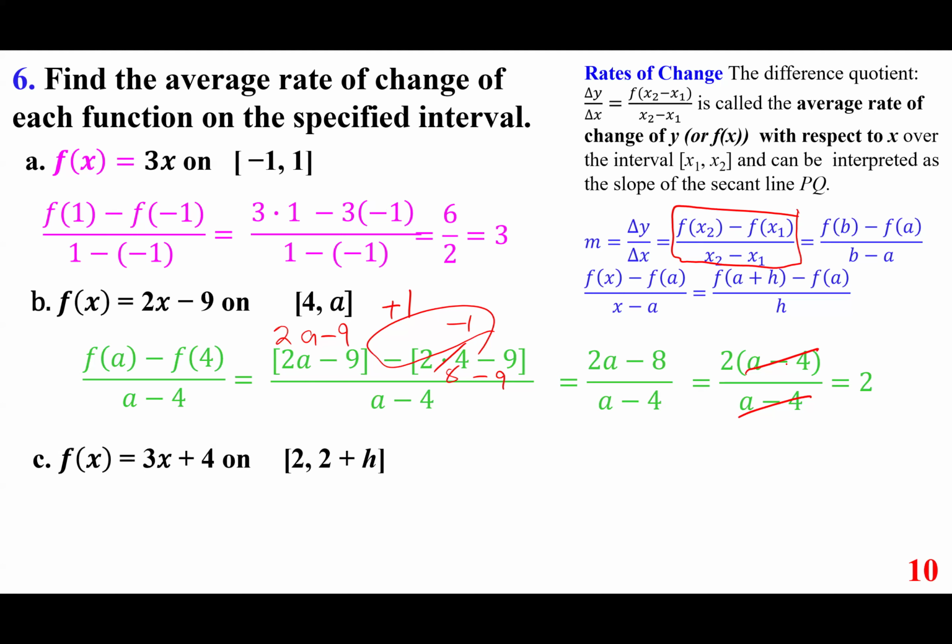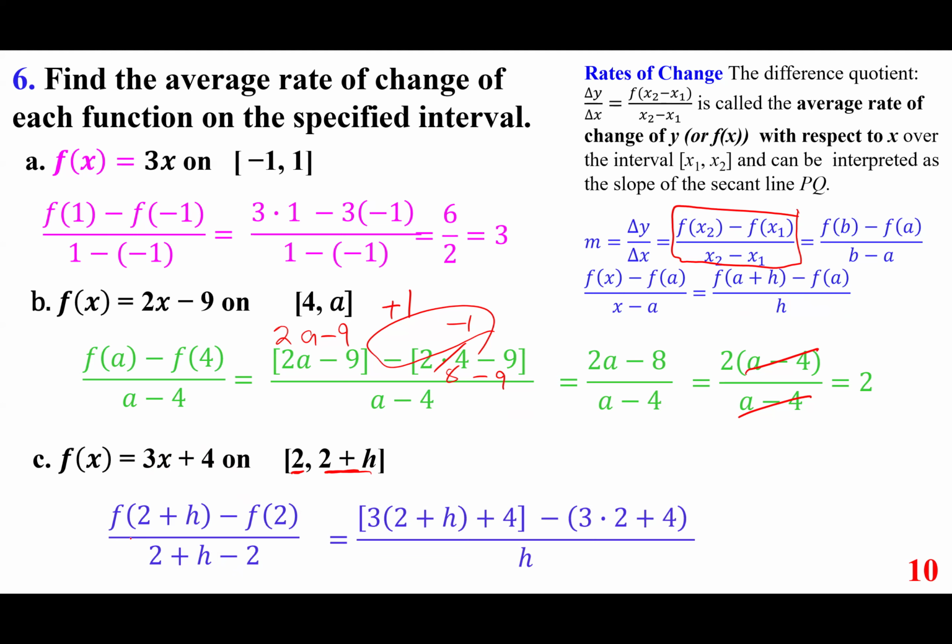We want to find the average rate of change from 2 to 2 plus h. So f of 2 plus h minus f of 2, over 2 plus h minus 2. In essence, really, we are using this one from class. So the bottom becomes obviously h. F of 2 plus h means 3 times 2 plus h plus 4, minus f of 2, which means 3 times 2 plus 4.